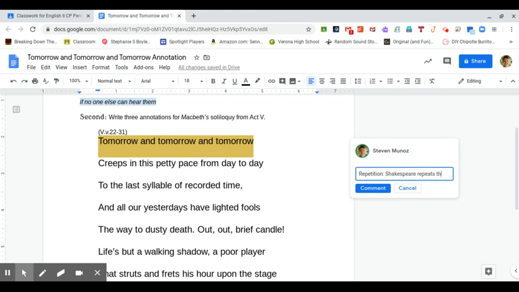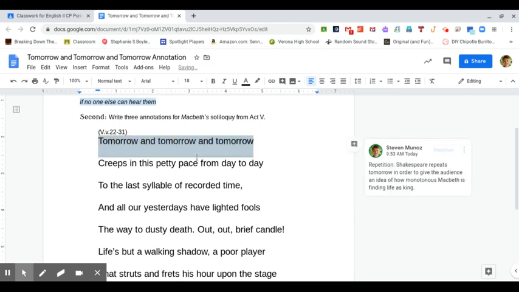repeats "tomorrow" in order to give the audience an idea of how monotonous Macbeth is finding life. Right? "Tomorrow and tomorrow and tomorrow creeps in this petty pace from day to day." Macbeth is finding each day filled with more and more dread. He's finding it very monotonous.